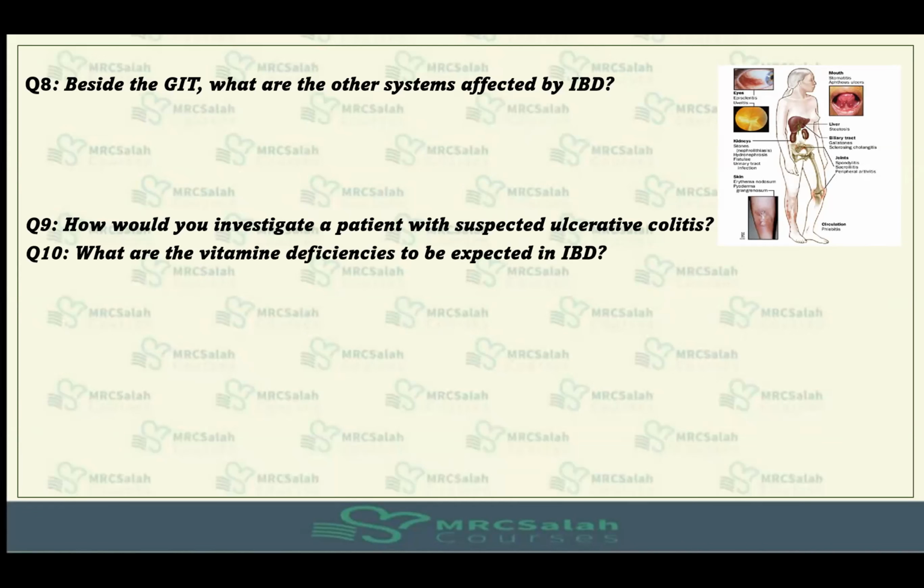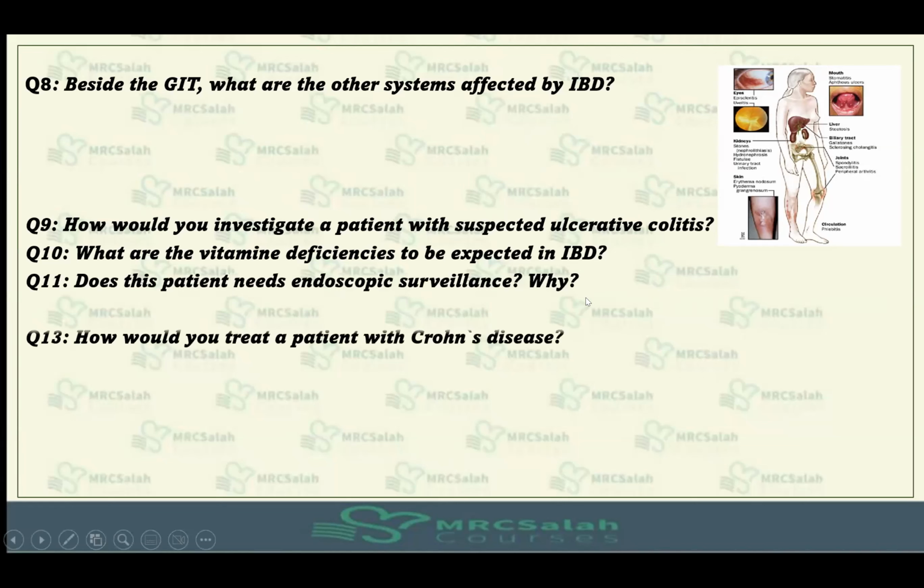Yes. So, what are the vitamin deficiencies to be expected in inflammatory bowel disease? Vitamin A, D, E, and K. Yes, and what else? Vitamin B12 in Crohn's disease. Yes, especially in Crohn's disease because of the terminal ileitis. Exactly.